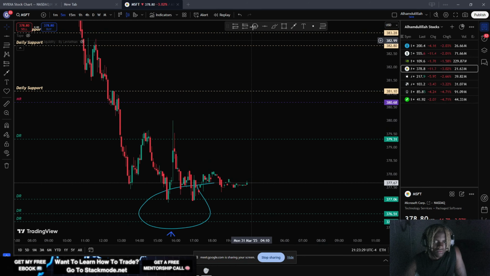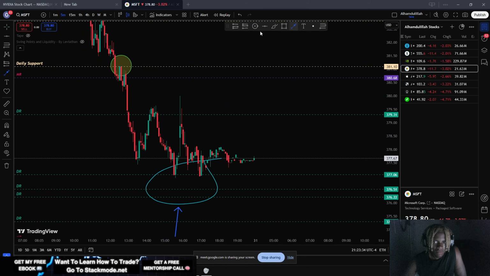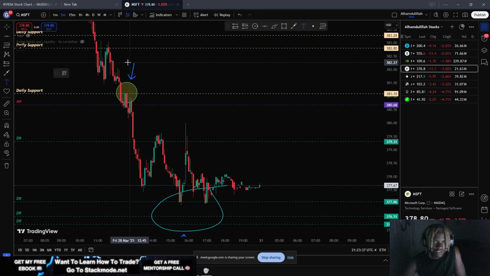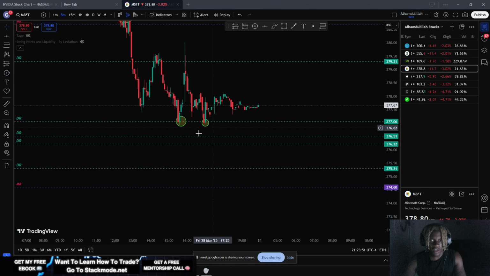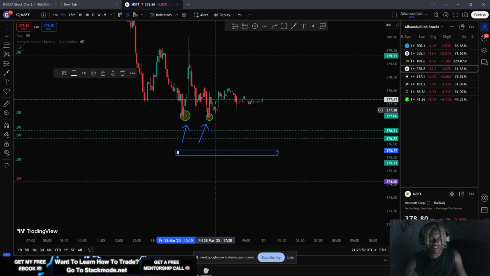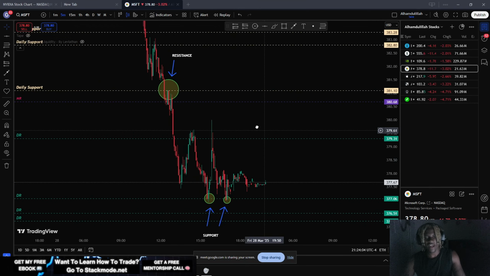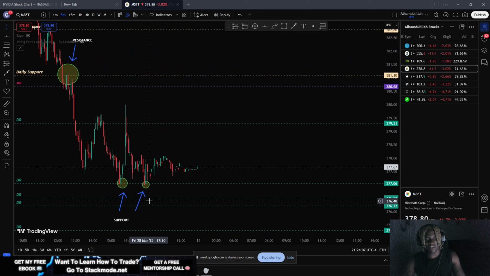So, you see how price decided to create this area of resistance right here, correct? So let's go ahead and label this. Resistance is going to be right here. And then we see right here how price decided to create these areas of support right here, correct? Okay. Support. Okay. I'm going to show you how to catch trades on both sides.